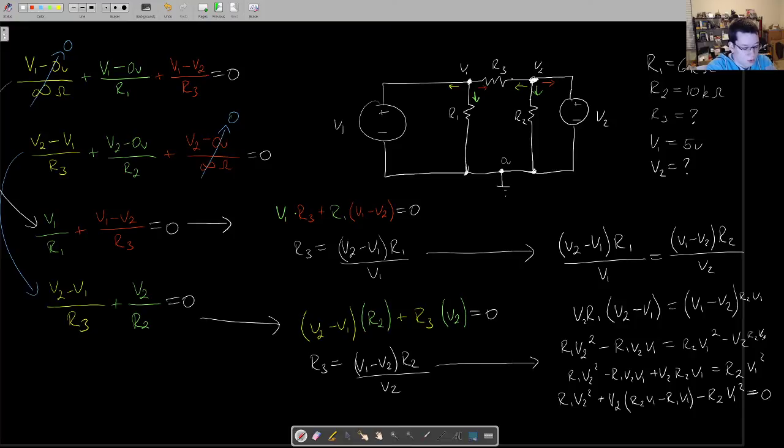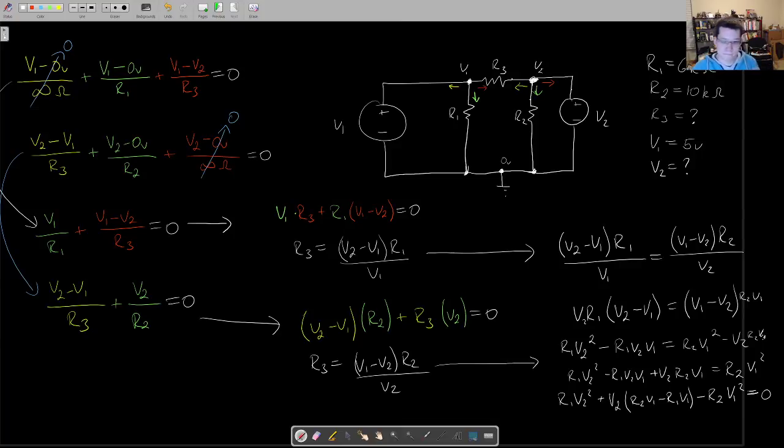R1 V2 squared, A times x squared plus b times x minus c.